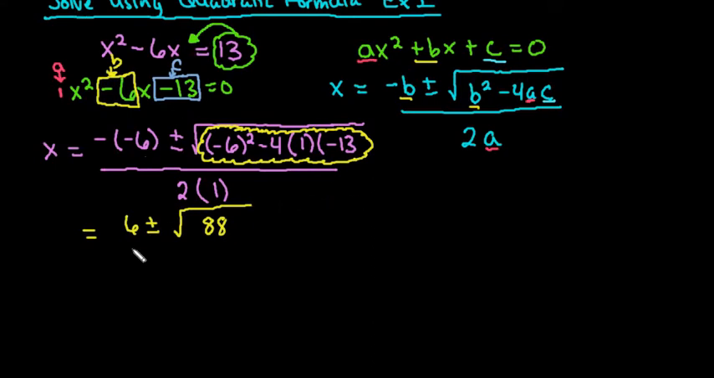Okay. The biggest thing to keep in mind is that the whole thing is over the 2 in the bottom. You can't just put it under part of it. It has to be for the whole thing.